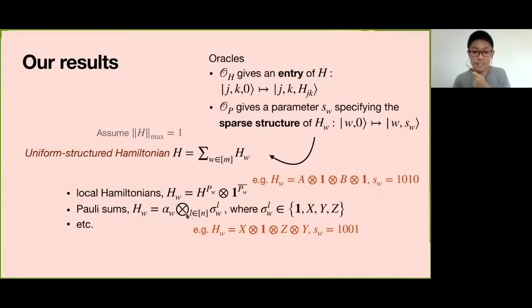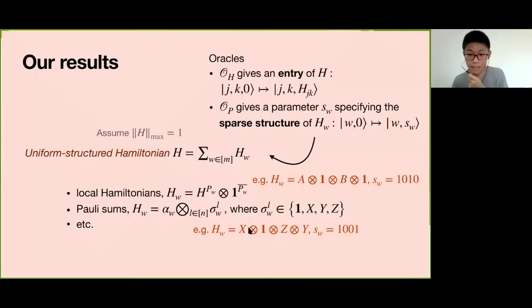Okay. Now, the second example is Pauli sums, where H is a sum of such HW, where each HW is a tensor product of Pauli matrices. So here is a concrete example. If HW had the following form, then we can have a SW also as an n-bit string that describes the diagonality of these Pauli matrices.